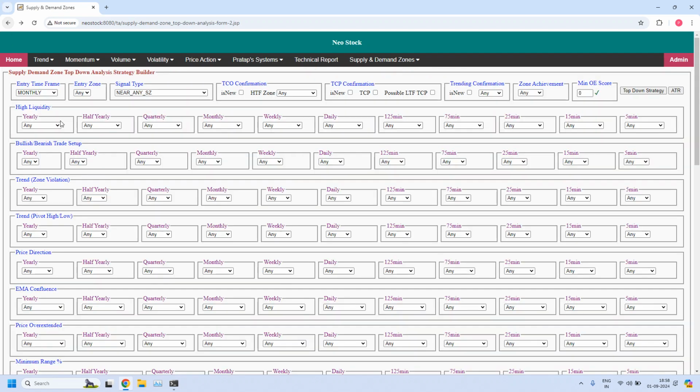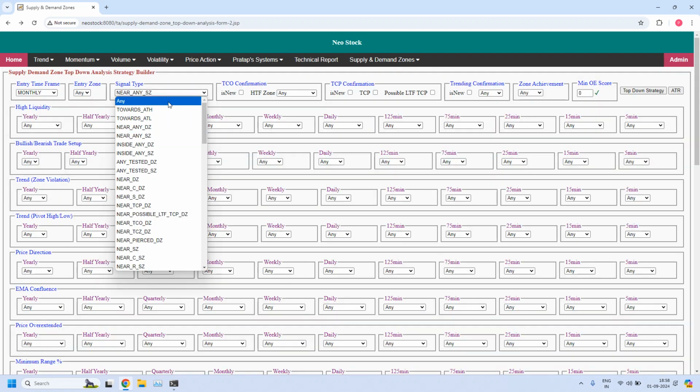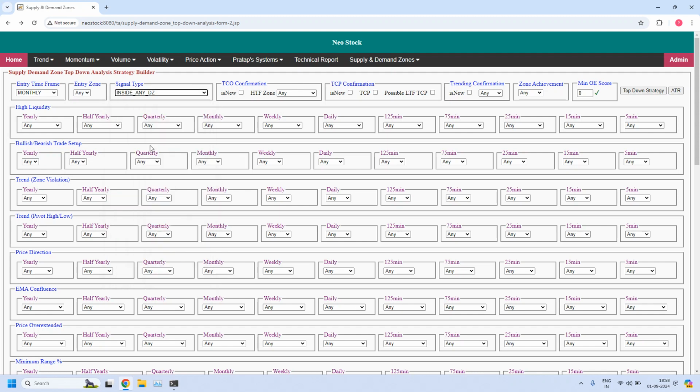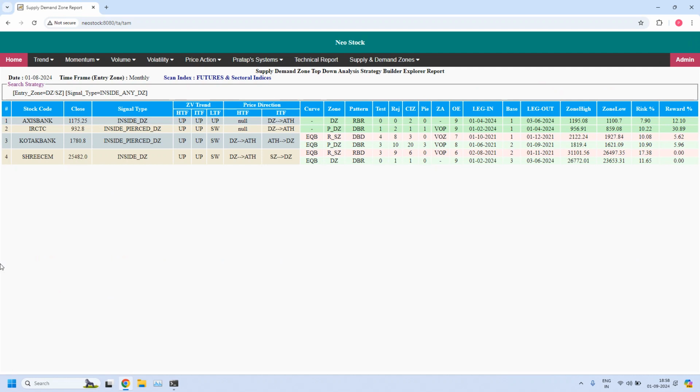In the next report, for monthly time frame, let us find the stocks where price closed inside the monthly demand zone. 4 stocks are filtered. In all these 4 stocks, prices are currently closed inside the monthly demand zone.